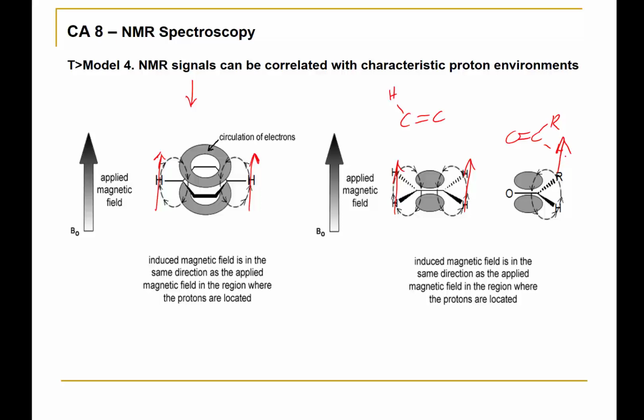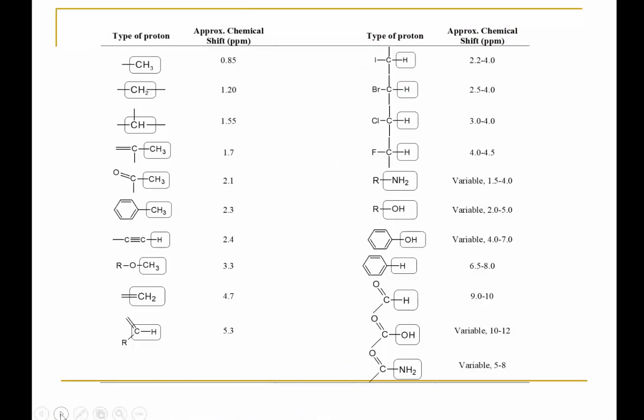A carbonyl group and a proton that's on that carbonyl group will experience a greater effective magnetic field because of the induced magnetic field. You, of course, will have this chart available to you when you're doing various exercises and the midterm and the final. Therefore, it's not necessary to memorize any of these numbers, but you should become quite familiar with this chart.